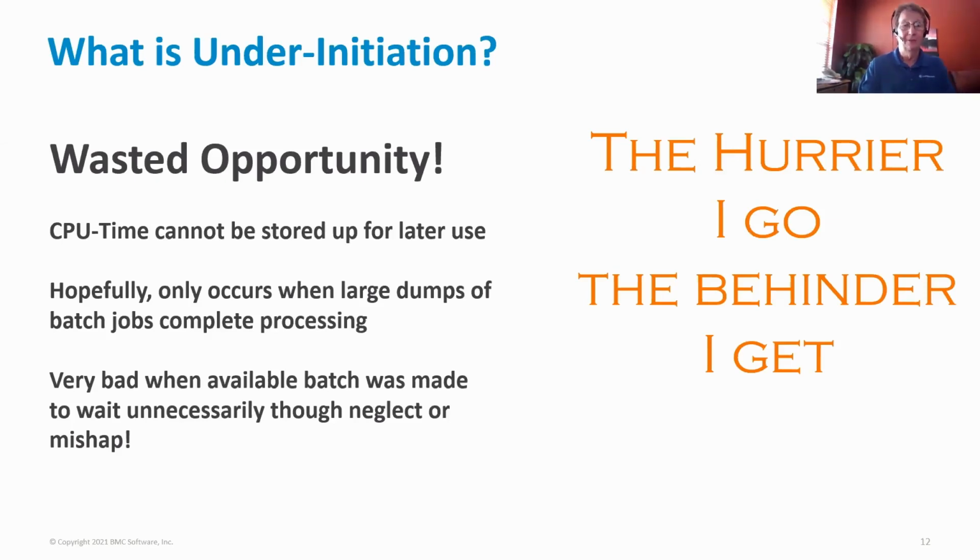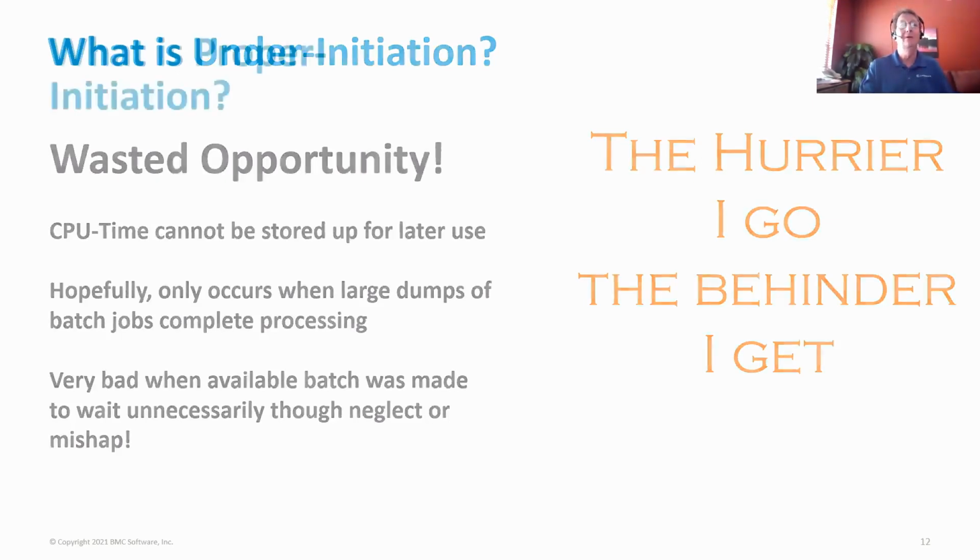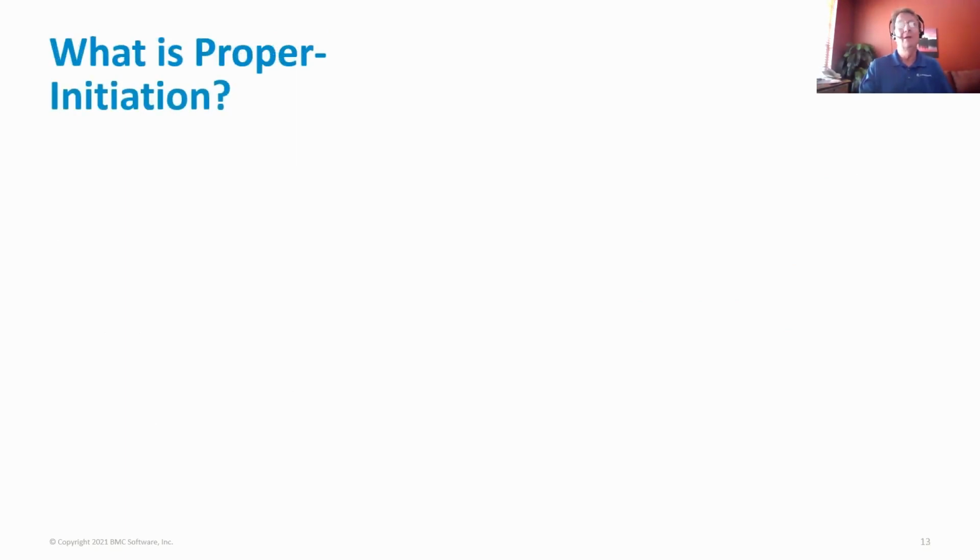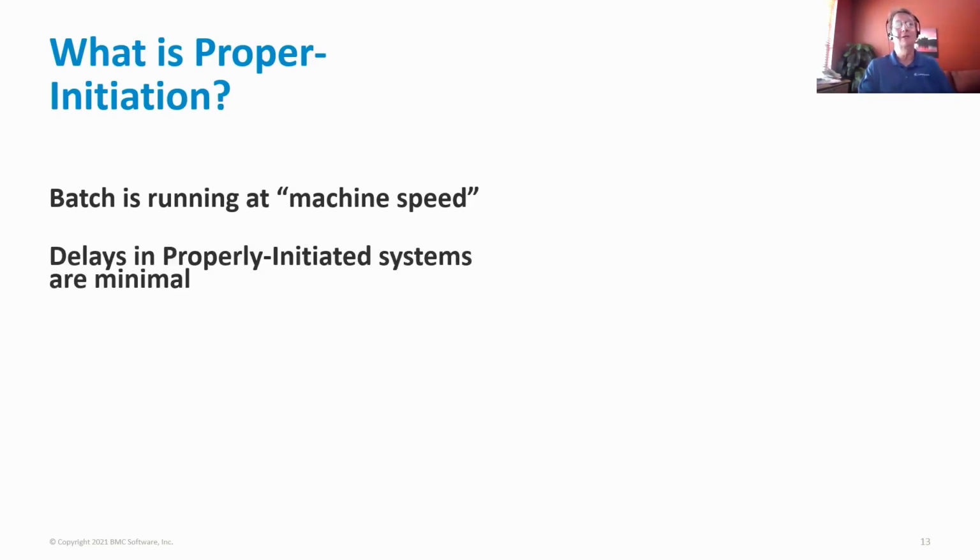So we talked about over and under initiation. I'd like to talk now about what I call proper initiation, okay? And what is proper initiation? Well, that's where batch is running at what I call machine speed. The machine is running the work as fast as it can, relatively. And when you're running at machine speed, delays are minimized in a properly initiated system.